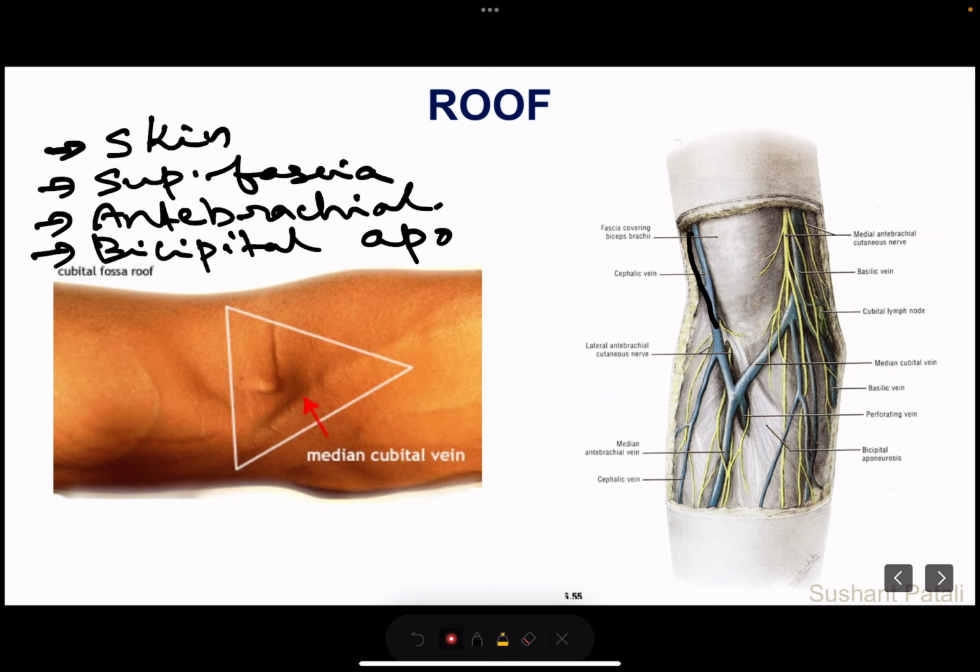One important aspect to remember here: the median cubital vein is separated from the brachial artery and the other contents of the cubital fossa by the bicipital aponeurosis, which lies on the roof. As I mentioned here, the fourth structure on the roof is the bicipital aponeurosis.